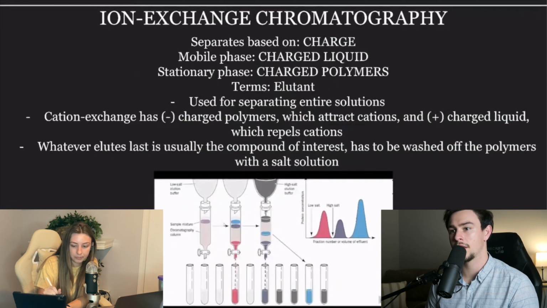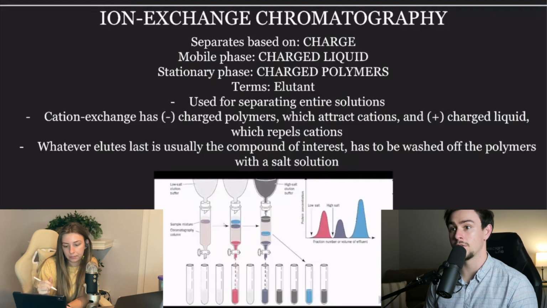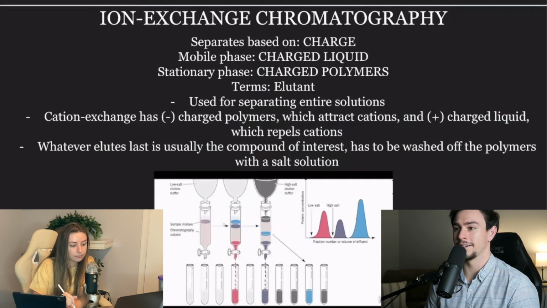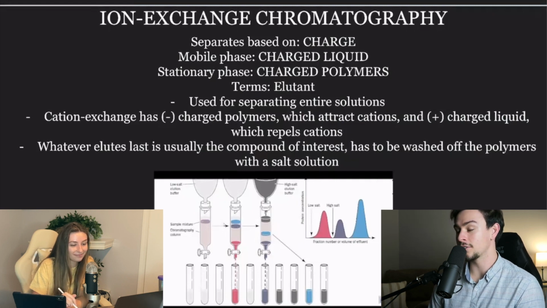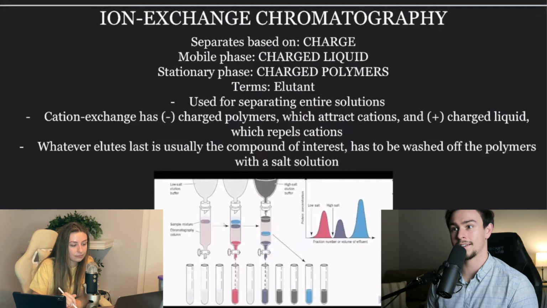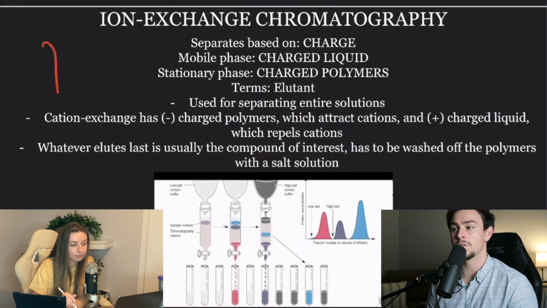Ion exchange chromatography does not separate things based on polarity. It separates things based on charge. So what is the mobile phase? It's charged liquid. Okay, we're going to get into it. And then the stationary phase is charged polymers, like little beads, by the way.